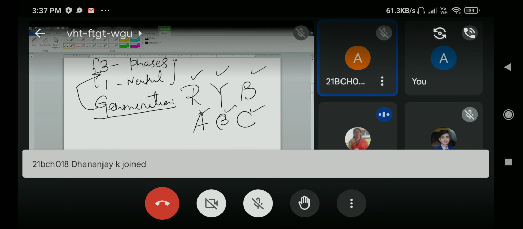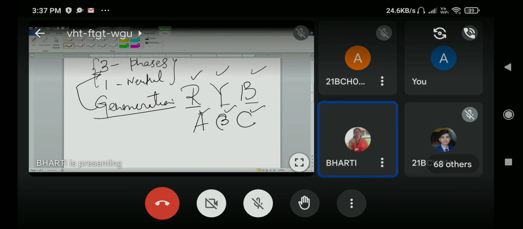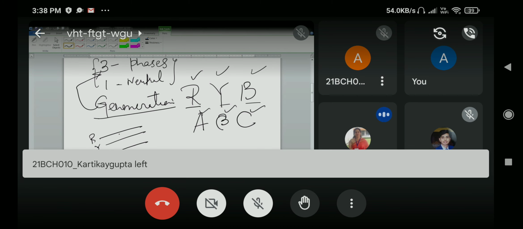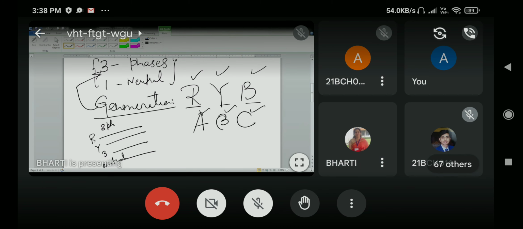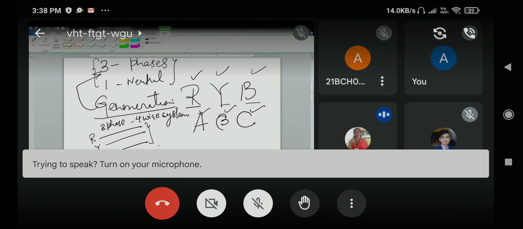Generation is done with three phases. The input is given as a three phase, four wire system. This is R, this is Y, this is B, and this is neutral. So we call it a three phase, four wire system. These three will be giving the input and this will be your neutral.